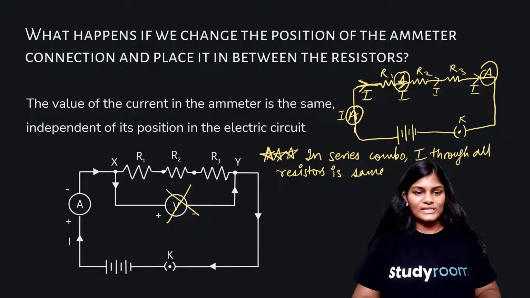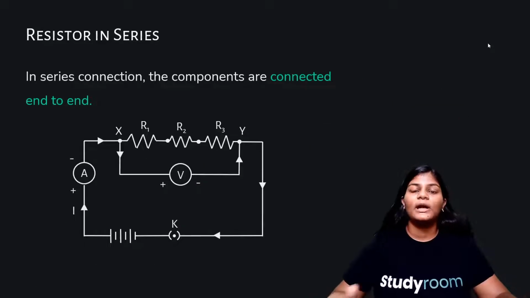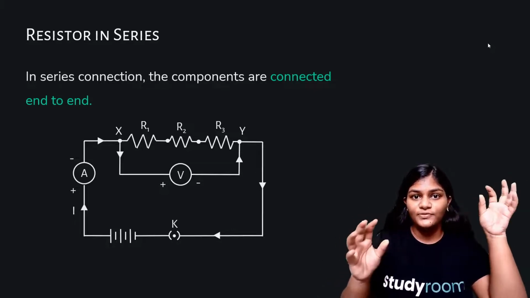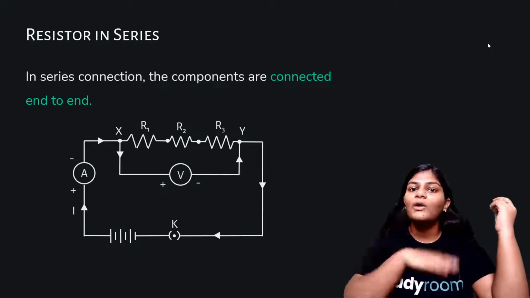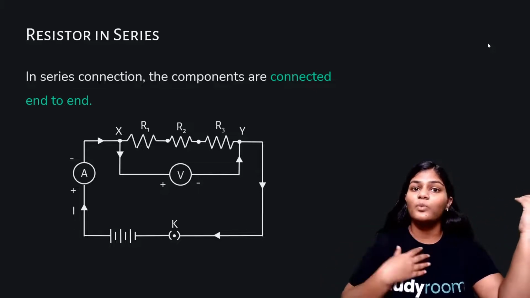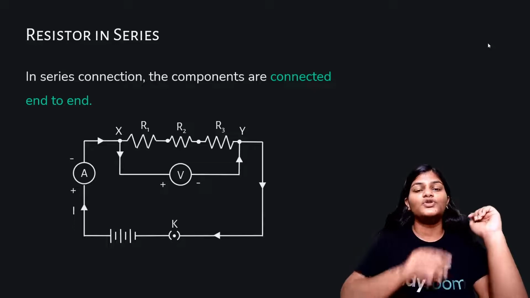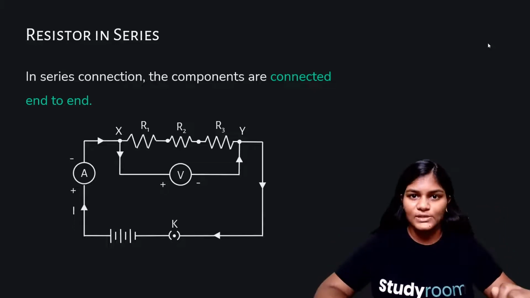Okay, I hope this is clear now. So now I'm going to show you another small animated GIF, which will make it more clear how the current flows, and why I was saying that the current doesn't have any other direction to flow. So it is the same through all the resistors.